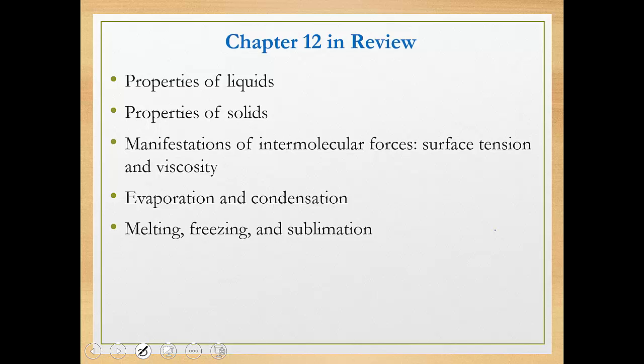It's not very pleasant. All right, so that wraps up Chapter 12. You've got your review of Chapter 12, and then the last bit that we'll look at will be Chapter 14.